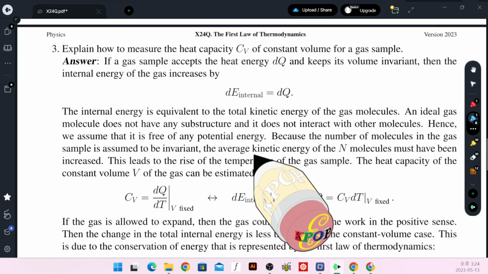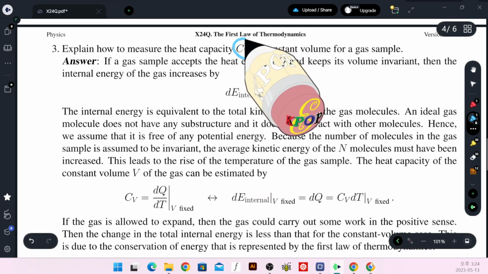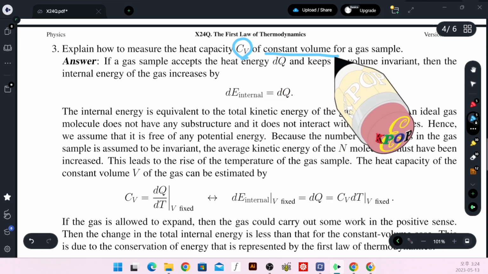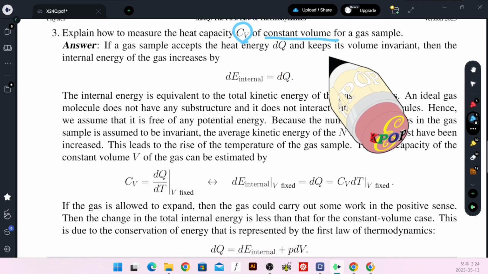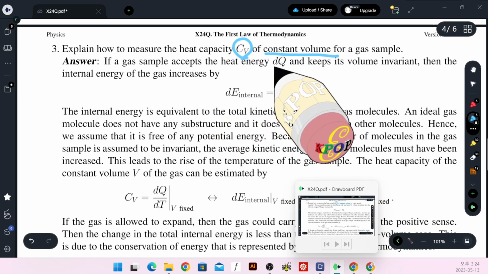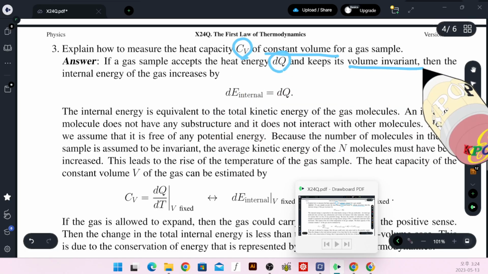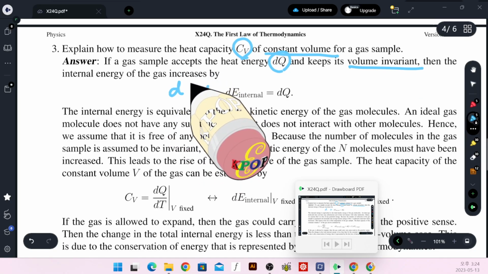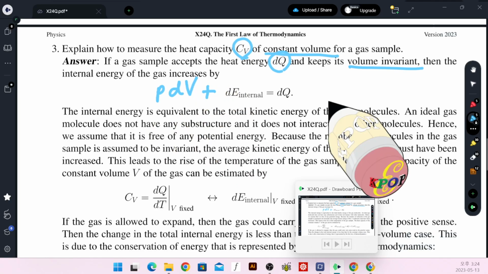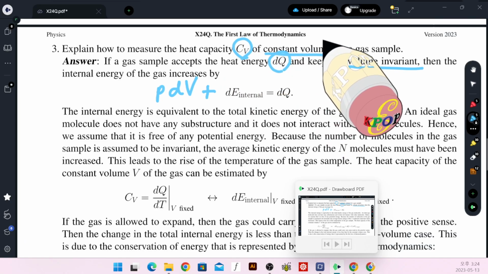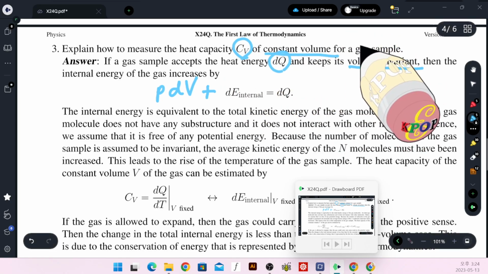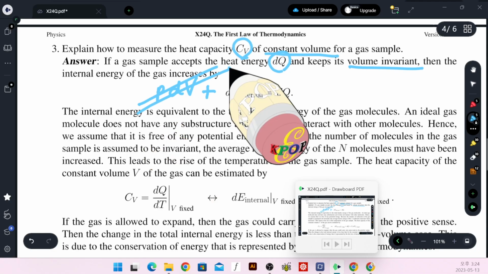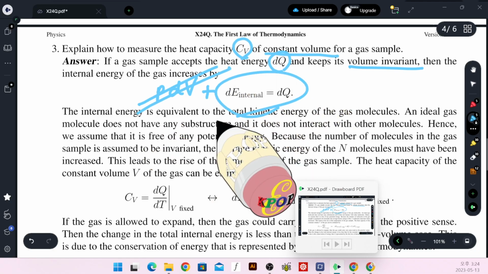Number 3, explain how to measure the heat capacity CV at constant volume for a gas sample. If the gas sample accepts heat and keeps its volume invariant, you could have an additional term in the first law of thermodynamics. Because V is fixed, this term disappears, and you arrive at this point.